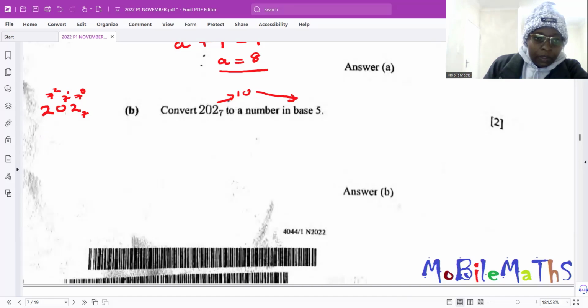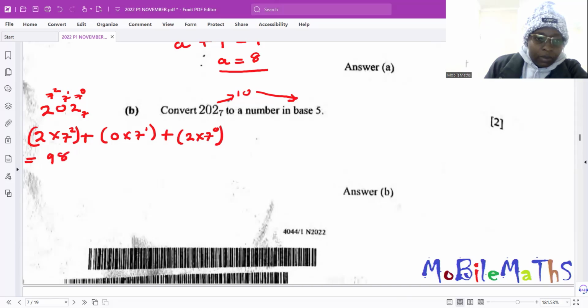So this is going to be 2 times 7 to the power of 2, plus 0 times 7 to the power of 1, plus 2 times 7 to the power of 0. Okay, so what do we get here? 2 times 7 squared, that's 2 times 49, we get 98, plus 7 to the power of 1 times 0, we get 0, plus 7 to the power of 0, that's 1 times 2, we get 2. So in base 10, it's 100.